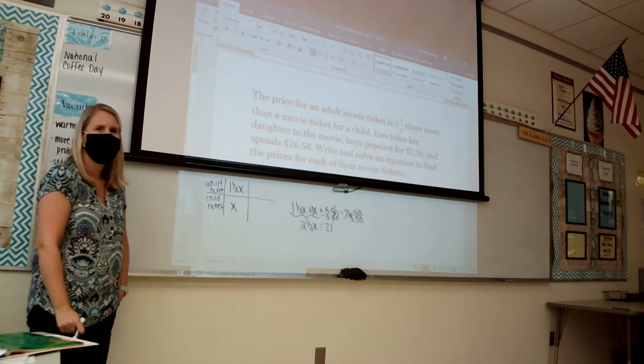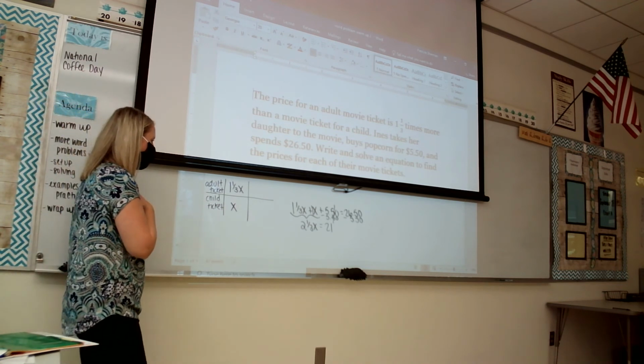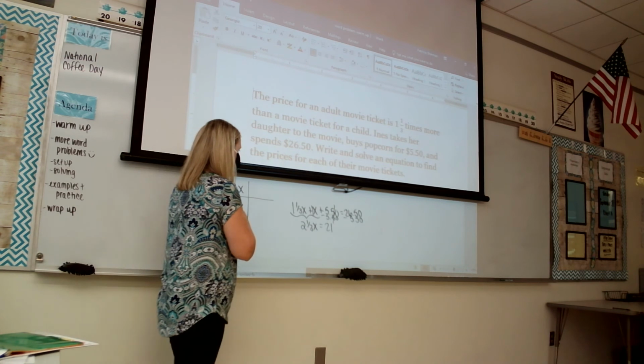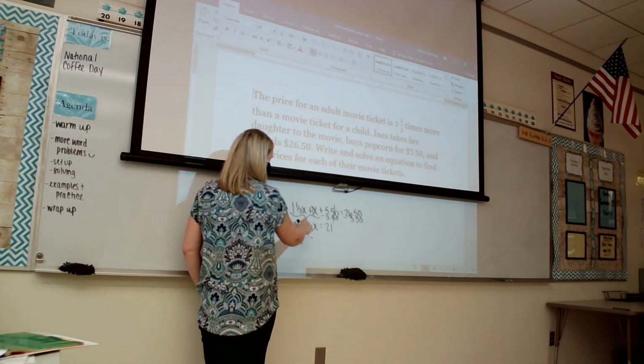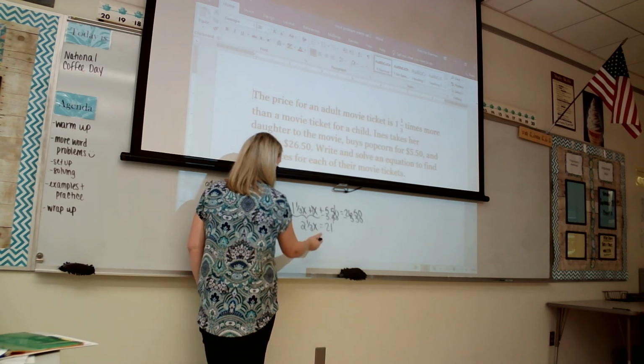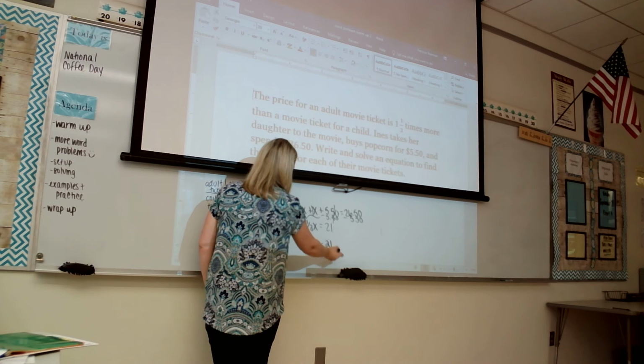Dividing by mixed numbers is a big pain, I think. I like improper fractions, they make more sense in my head. So I would rewrite 2 1/3. Remember, you do the denominator times the whole, add the numerator. So that will give me 7/3 x equals 21.